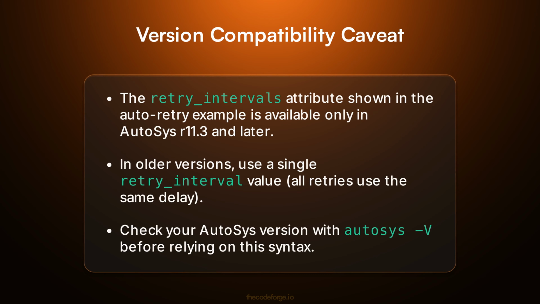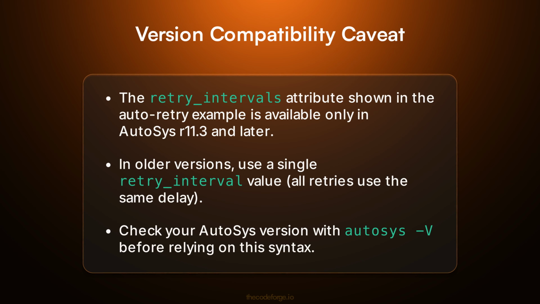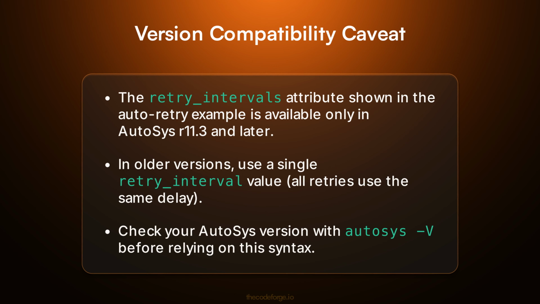The retry intervals attribute shown in the AutoRetry example is available only in AutoSys R11.3 and later. In older versions, use a single retry interval value. All retries use the same delay. Check your AutoSys version with autosys -V before relying on the syntax.